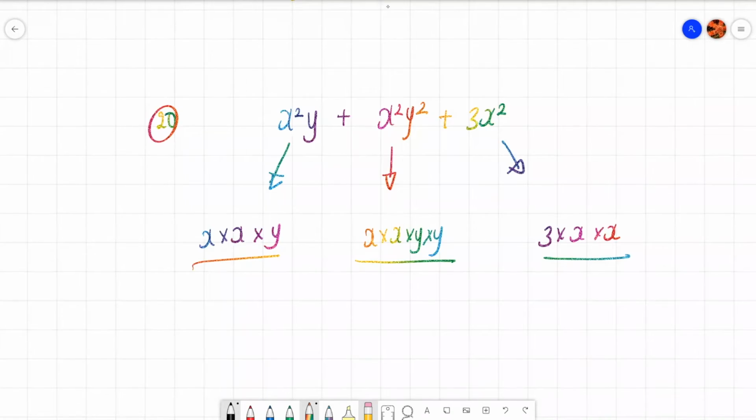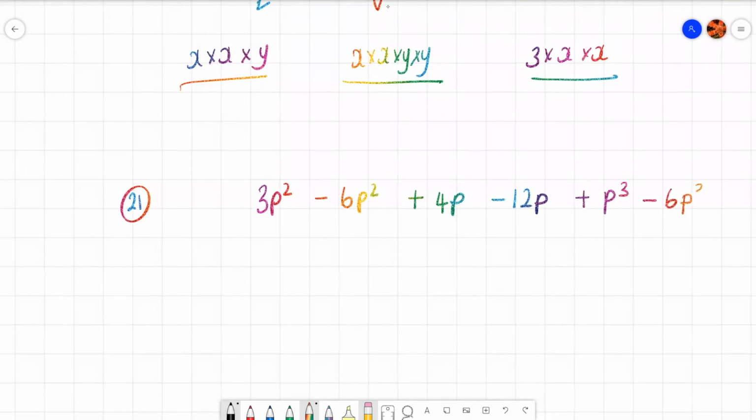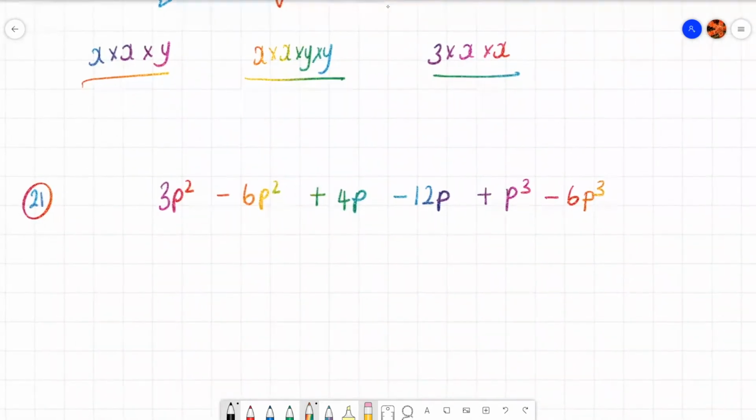Now, collecting like terms, obviously, we collect the things that are the same. And we can't do that in this situation because they are all different. Let's have a look at another example then. Let's have a look at something like 3p squared minus 6p squared plus 4p minus 12p plus p cubed minus 6p cubed. Okay, so let's collect like terms.